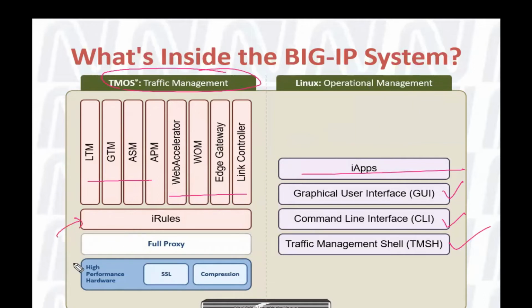Then you can use iRules. It is using the full proxy. Again, it can have SSL and compression profiles in it, and that is what is inside your BIG-IP system. Any questions, guys?